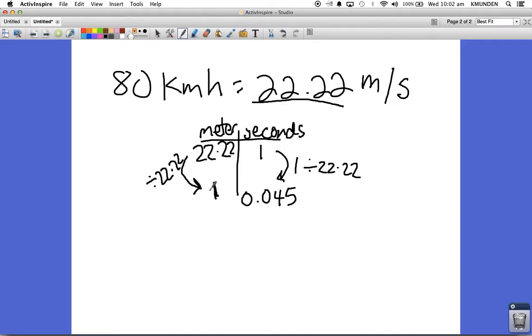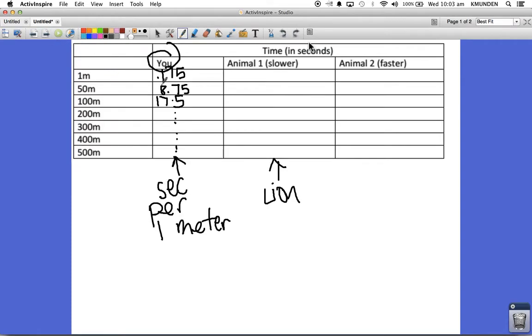So I'm going to say that again. It takes a lion 0.045 seconds to go 1 meter. Now I can fill that into my chart, into my table. So 1 meter is 0.045 seconds.